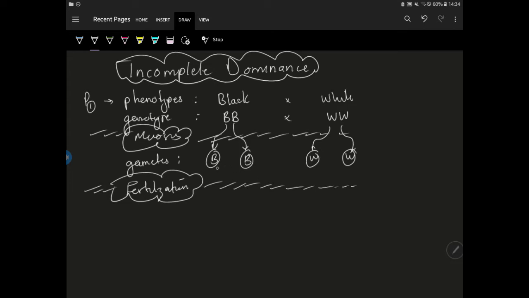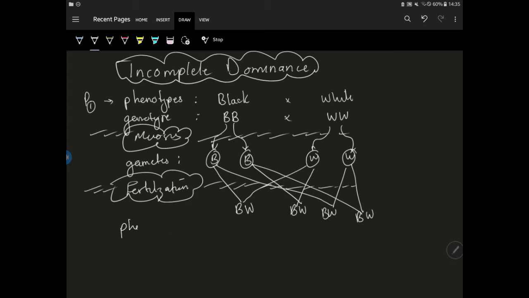Fertilization. So you can use your Punnett square, or you can do this, and you can say we have black and white, BW. Make sure you know where your arrows are coming from. You can also use a Punnett square, that's a more reliable method, but this works as well. Then you write down phenotype. This will now be your F1, your first filial generation. Got it?